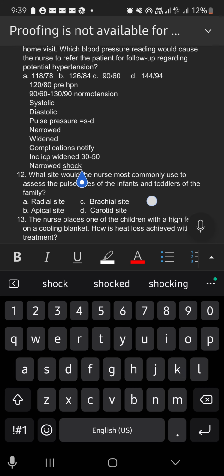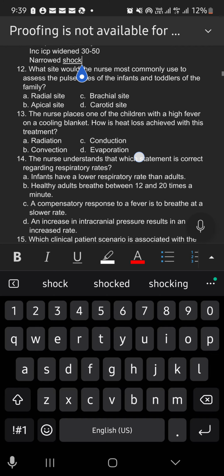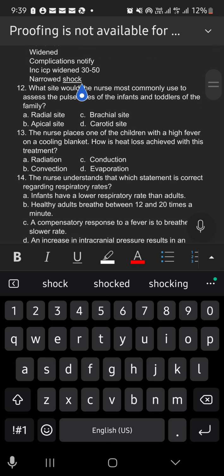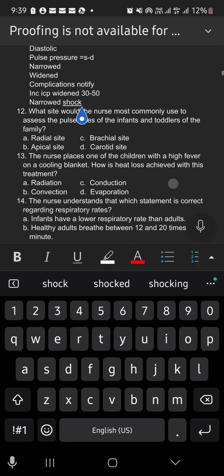So what site would the nurse most commonly use to assess the pulse of infants and toddlers? The correct answer is the brachial site. Why not the apical site? Apical is only related to newborns, but for a toddler, you can now use the brachial site, especially when the patient is unconscious. For an infant or a toddler, you need to perform CPR, so you check the brachial site of the patient.